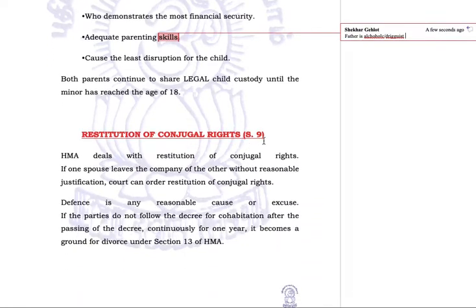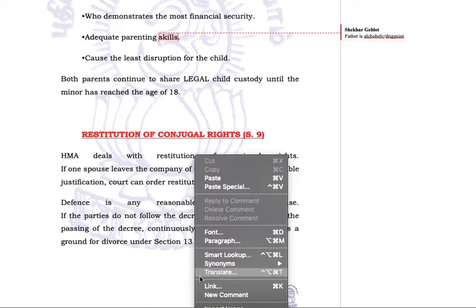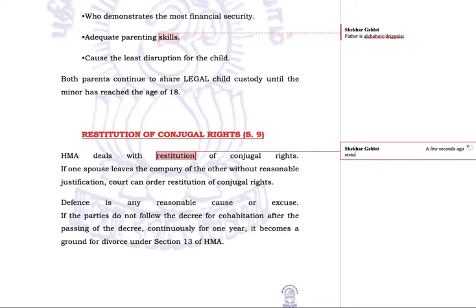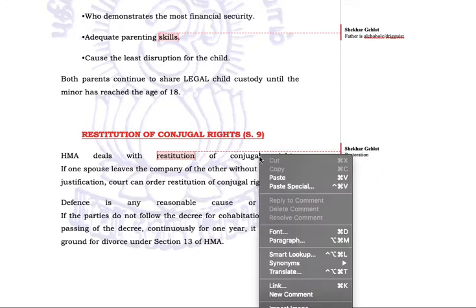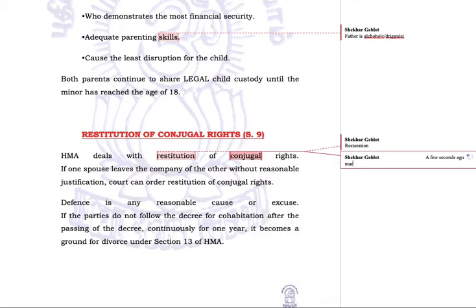Restitution of conjugal rights, that is section 9. HMA deals with the restitution, which means restoration. Conjugal means marital. Restitution of conjugal rights means restoration of marital rights. If one spouse leaves the company of the other spouse without reasonable justification, court can order restitution of conjugal rights.